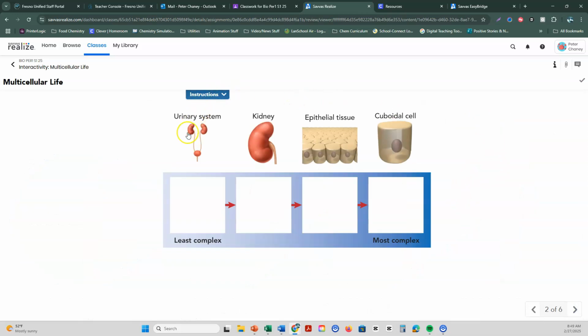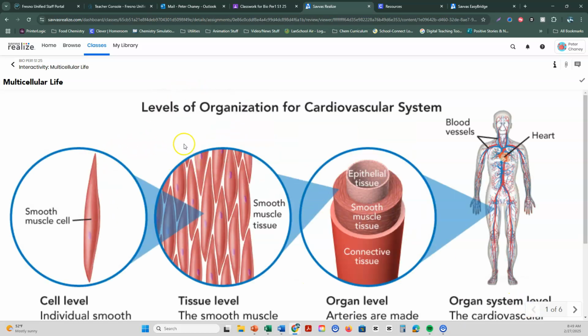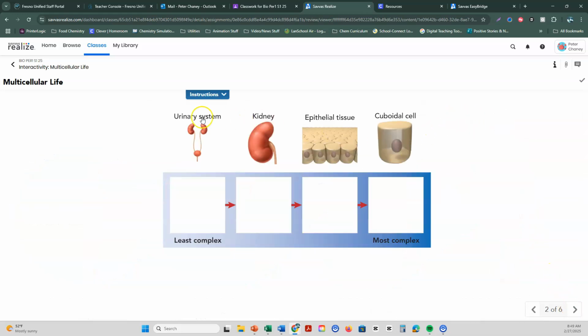Go to the next page. Based on that information, our instructions say we're going to take a look at a different system, and you're going to drag the pictures in order to show the levels of organization. Just like we saw on the previous screen, you want to go from smallest to biggest as far as the organization hierarchy. So you're going to drag these to where they belong, least complex all the way to most complex.